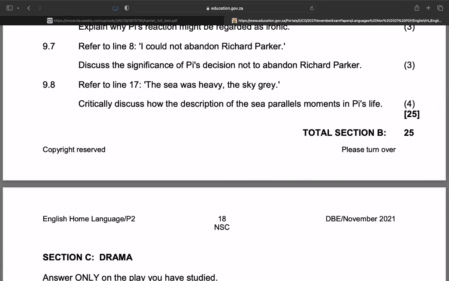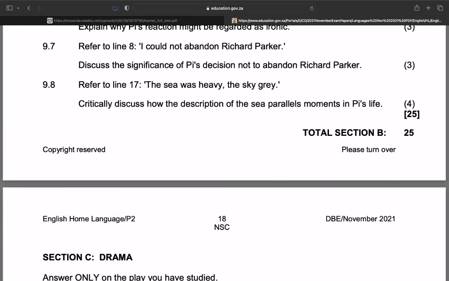9.7. Refer to line 8. I could not abandon RP. Discuss the significance or importance of Pi's decision not to abandon. So, why did Pi not abandon RP? Very easy. Number one, you can say that they formed a bond, not a house bond, a brotherly bond. Okay? Even if you say that, you get one mark.